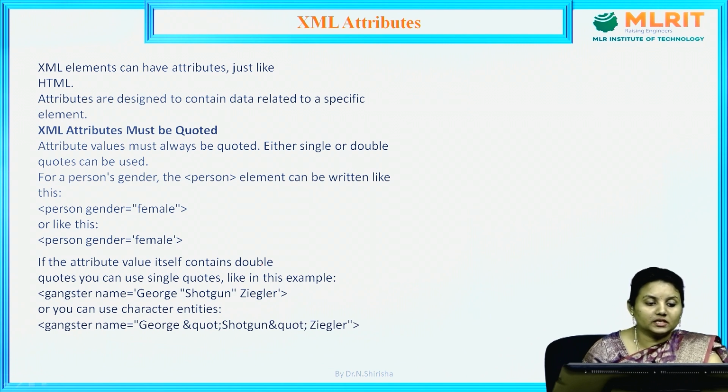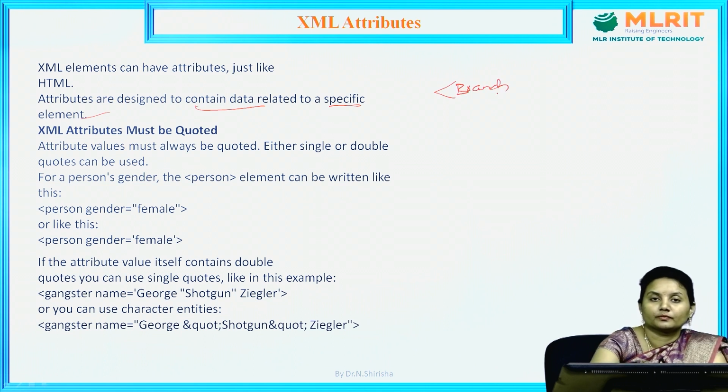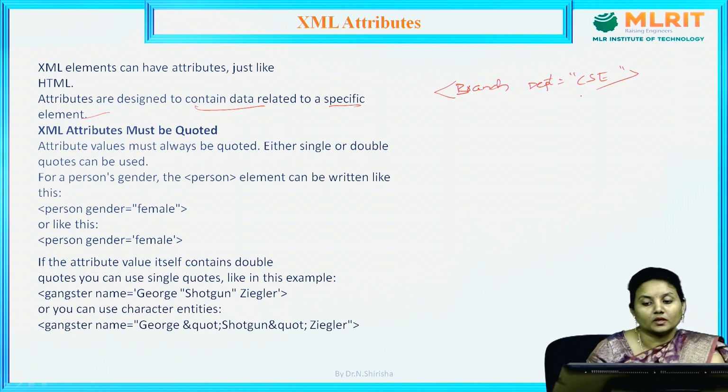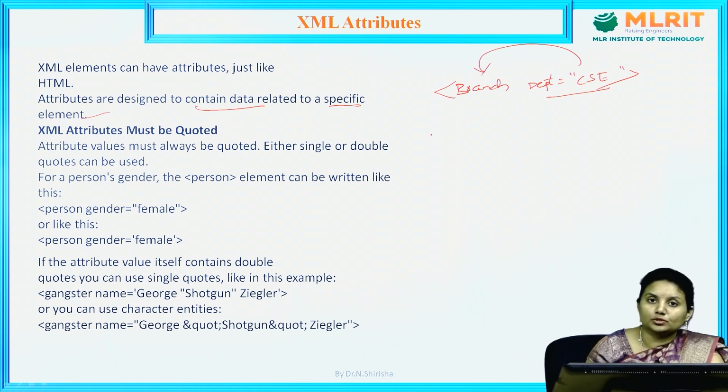XML elements can have attributes just like HTML. Attributes are designed to contain data related to the specific element. If I am going to give branch, then department CSE, that is fine. Here you are giving the information of which department you belong to under branch.